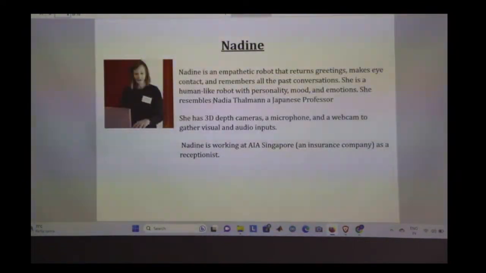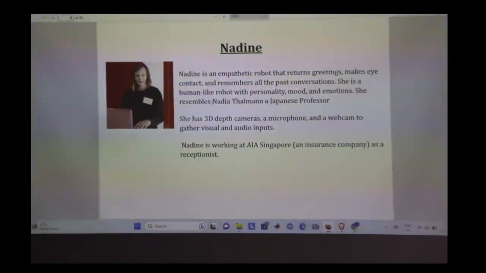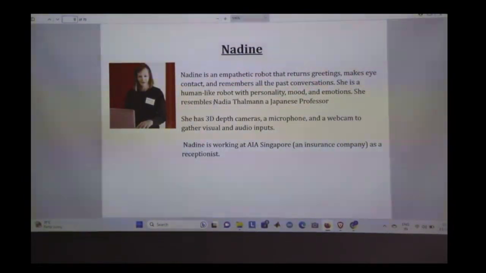You see the first one, popular, Nadine. Actually it's the name of a Japanese professor. And this robot you can see resembles the same professor. Actually, it is a replica of the same professor. Okay. And it has a body which is more or less like a human being. What is the important thing? That it can return greetings, make eye contact, and remember all the past conversations. Okay. Then she is a human-like robot with personality, mood, and emotions.